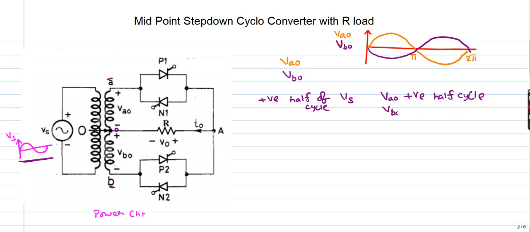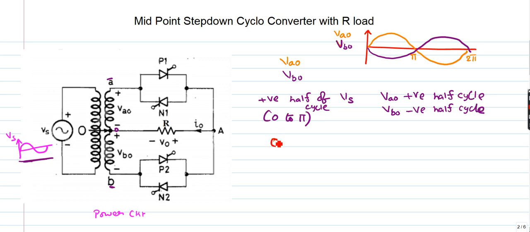Vb naught is having negative half cycle. Right or wrong? Alright, so 0 to pi. Now 0 to pi, if you see here, A terminal is positive with respect to A, O is negative. B terminal is negative with respect to B, O is positive, because VB naught is having negative half cycle from 0 to pi.